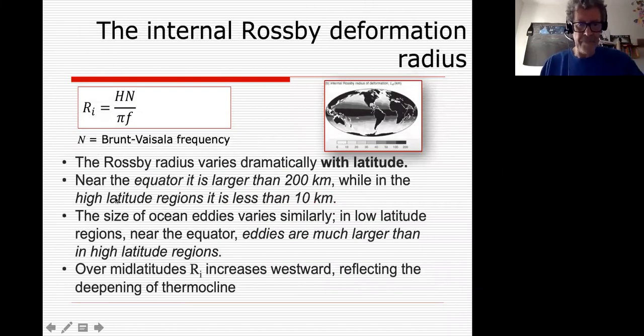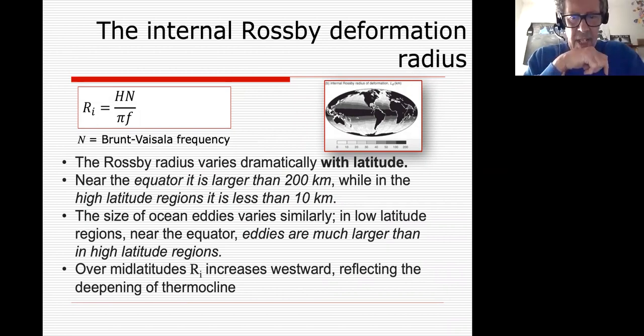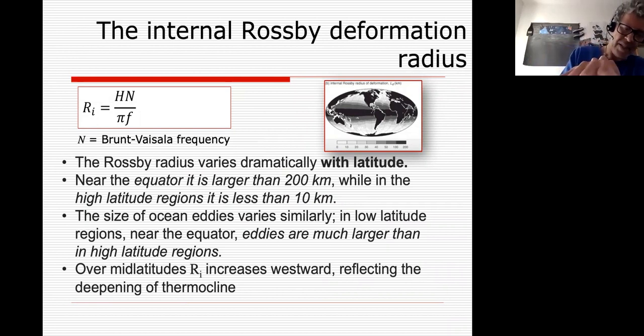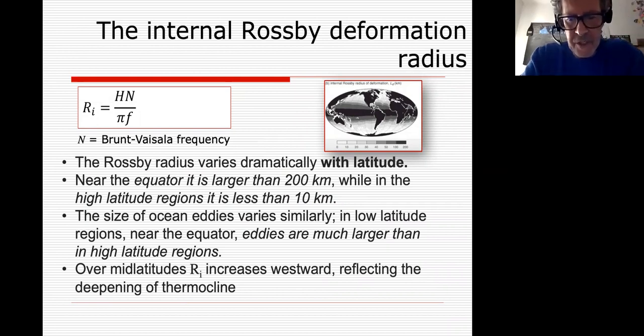And near the equator, the Rossby radius is larger than 200 kilometers. What is interesting is that not only do the eddy scales go this way, but also the size of the eddies respects this Rossby radius variability.